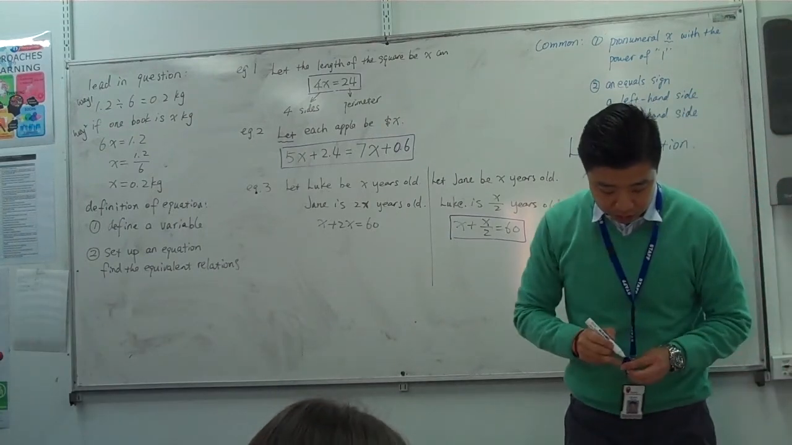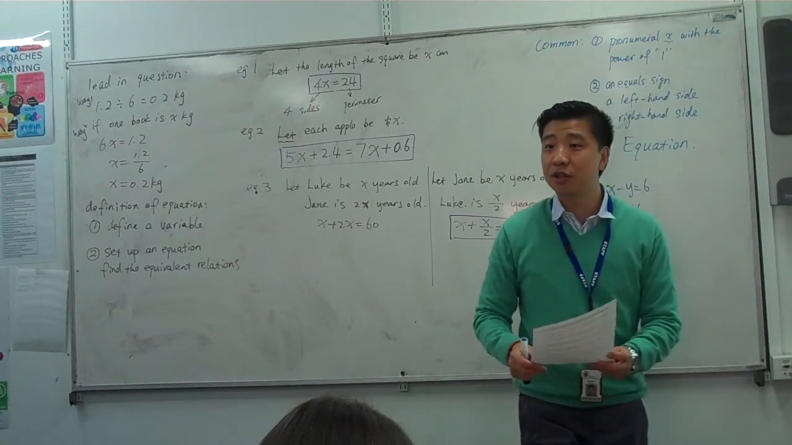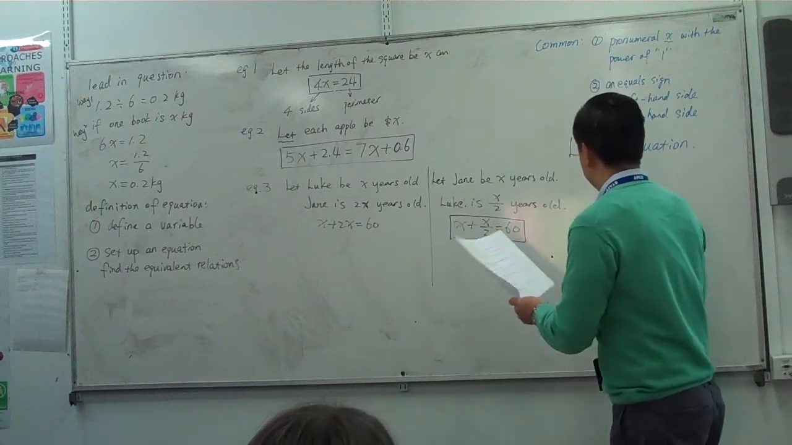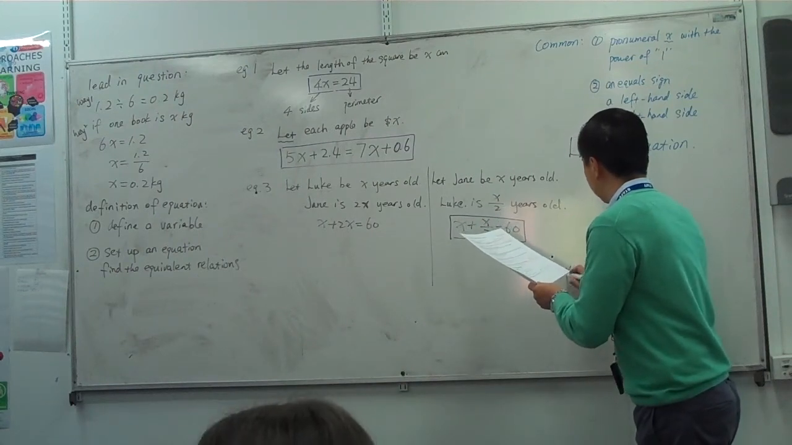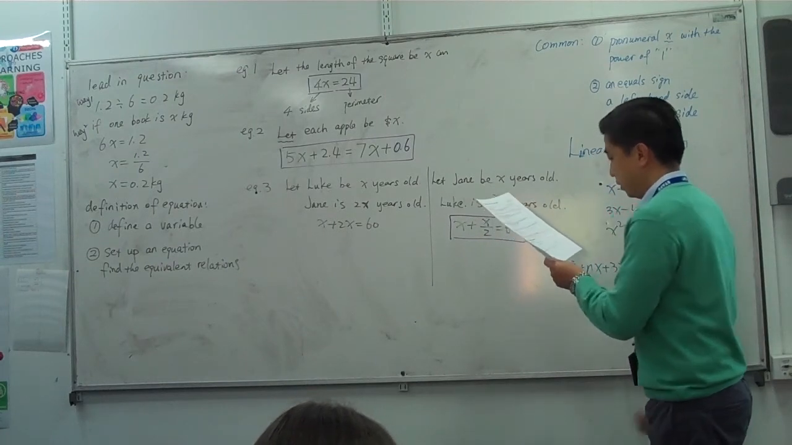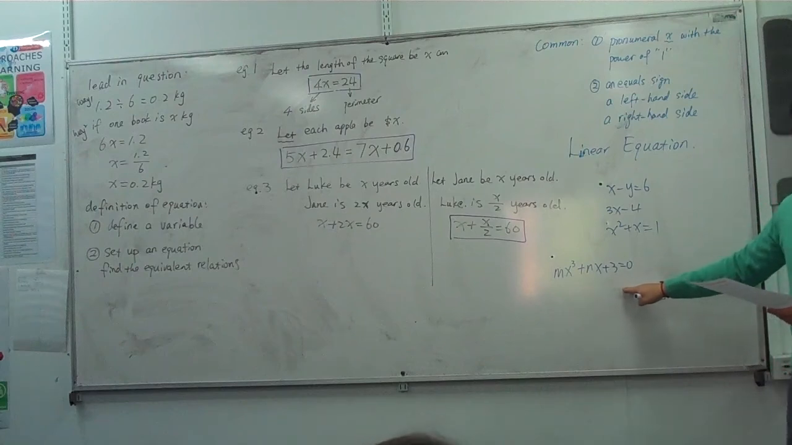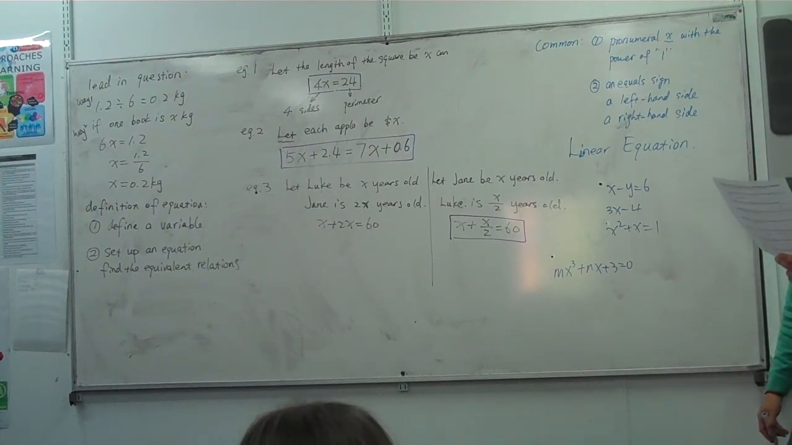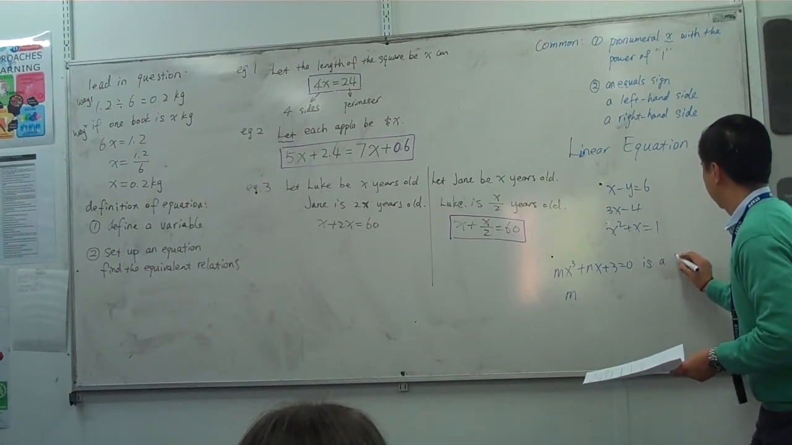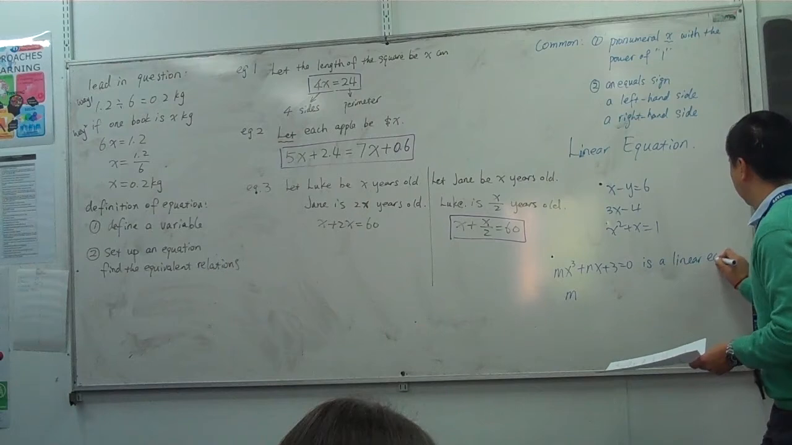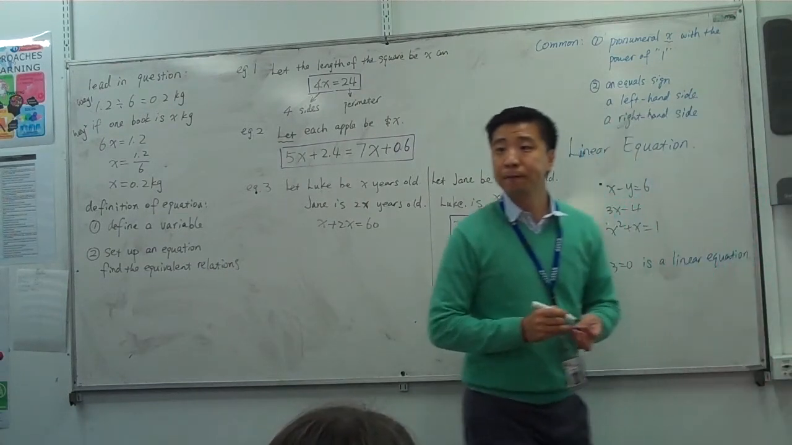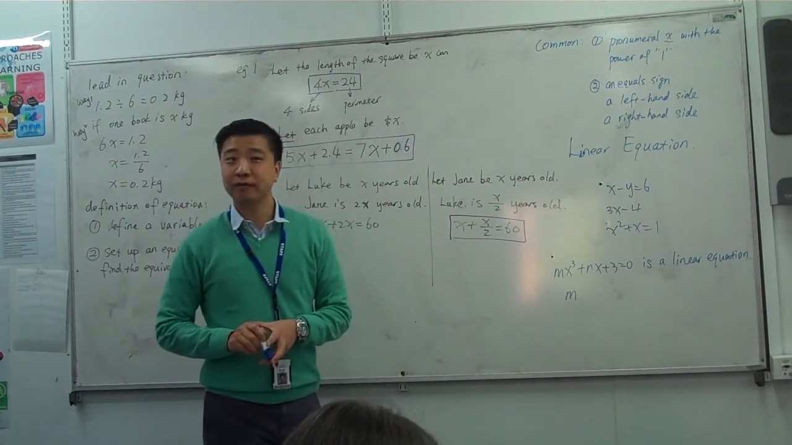Now let's have a look at question 3. It's a very challenging question. Now it involves all your understanding. For this one, I copied that here. nx to the power of 3 plus nx plus 3 equals 0. You were told this one is a linear equation. What is the value of n? This one tells you the understanding of linear equation.